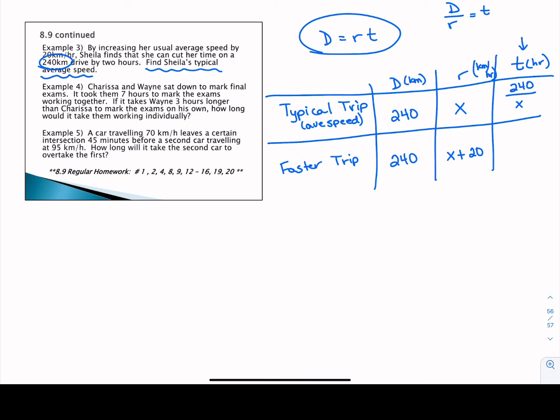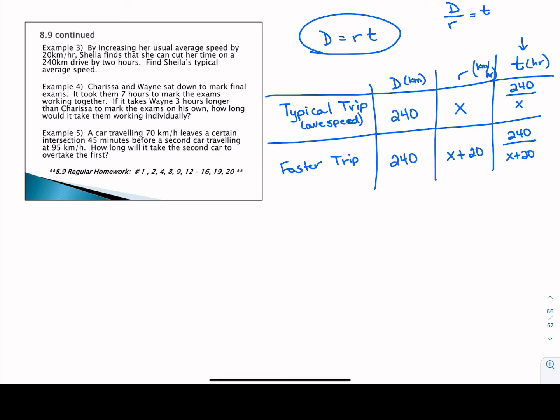For the faster trip, we know that if we take 240 kilometers, which is your distance, we can divide by the rate for the faster trip, which is x plus 20. Now we've filled in our chart and we're ready to put some of this information together in order to solve the problem. So there's one piece of information that we haven't accounted for in the actual application.